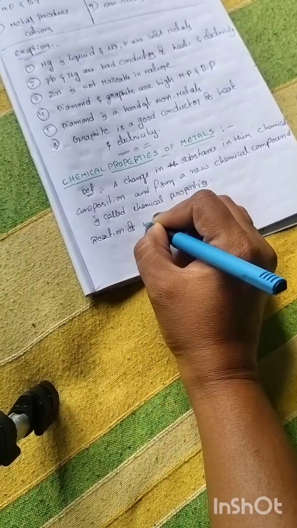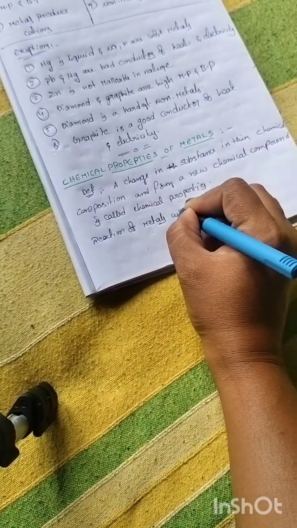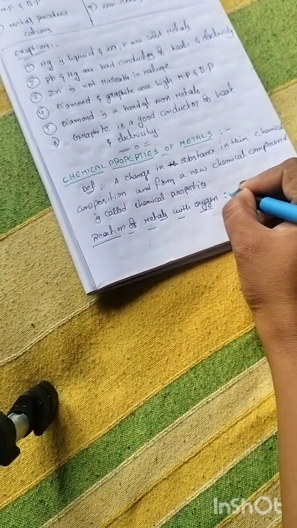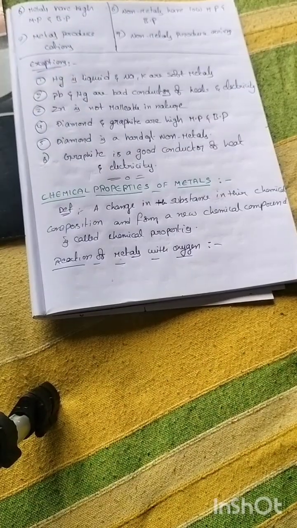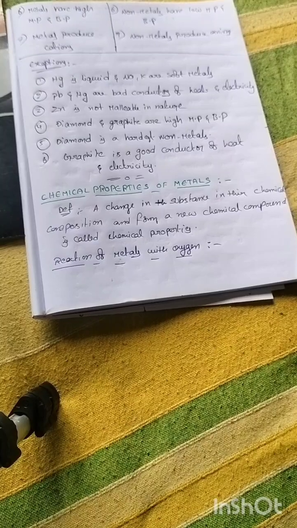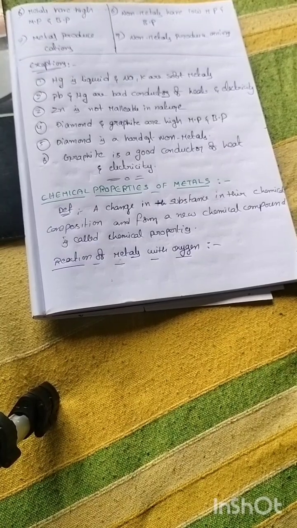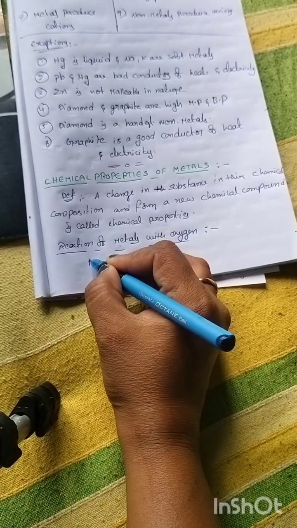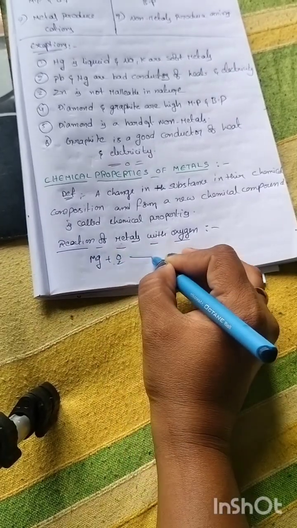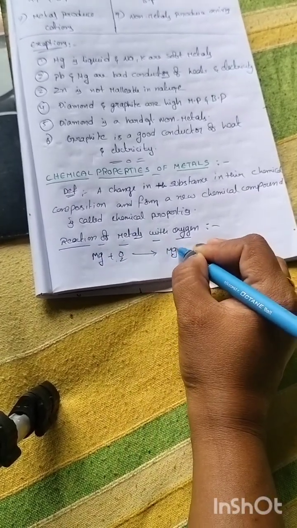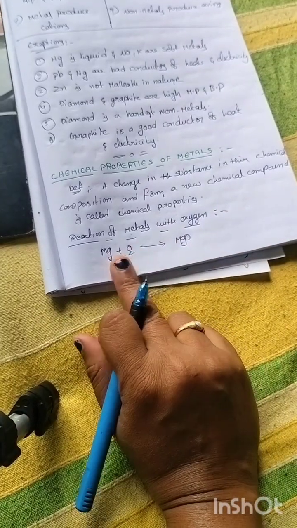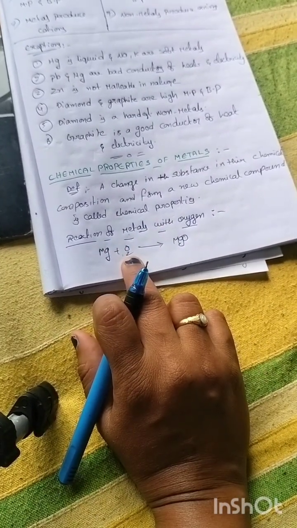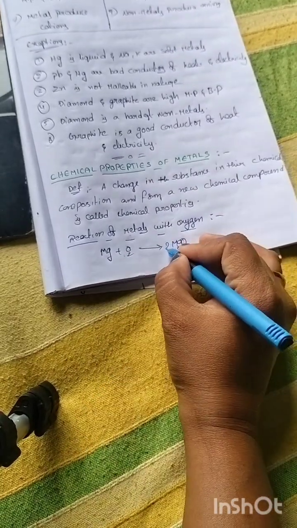Next, coming to the chemical properties of metals. The first chemical property of metals is the reaction of metals with oxygen. When metals react with oxygen, they form metal oxides. Here is a simple example. Magnesium is a metal belonging to the second group. Magnesium reacts with oxygen to form magnesium oxide.